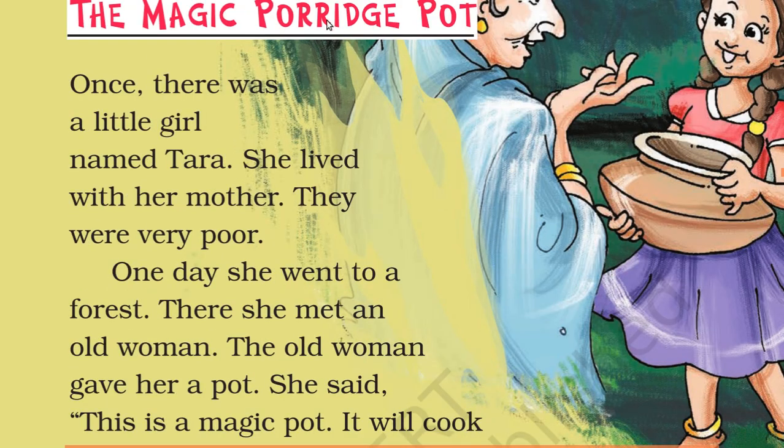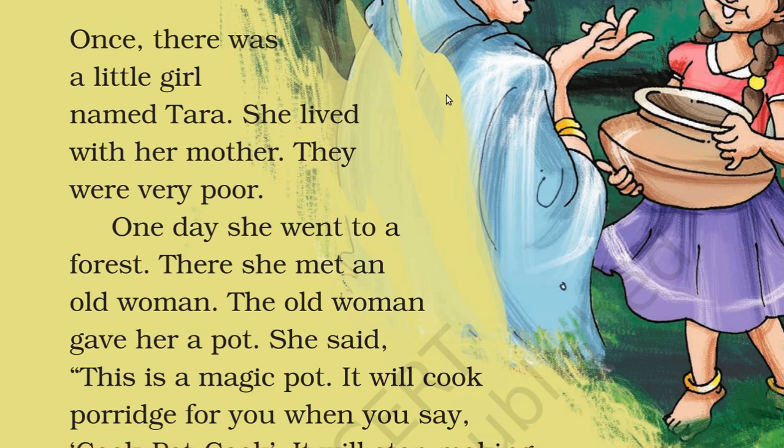The magic porridge pot. Once there was a little girl named Tara. She lived with her mother.